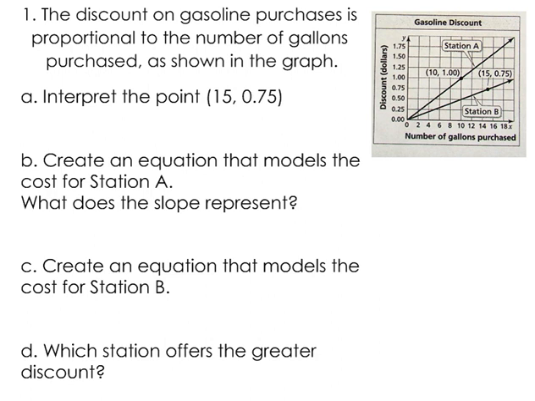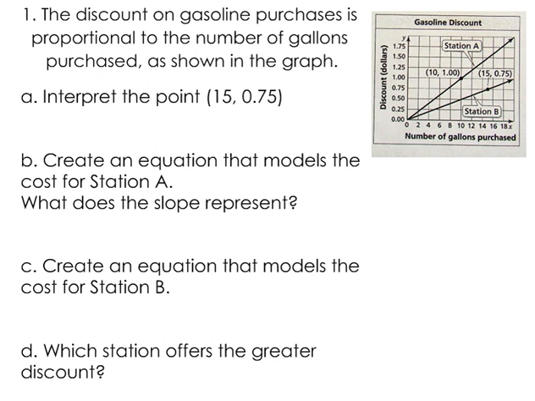These are the solutions to your proportional relationship / direct variation practice worksheet. Number 1, the discount on gasoline purchases is proportional to the number of gallons purchased as shown in the graph. It tells us that it's proportional, which means it forms a straight line. It passes through the origin, and it can be written in the form y equals something times x.